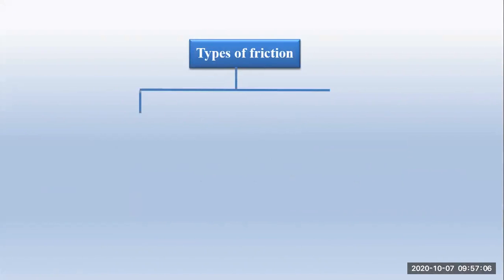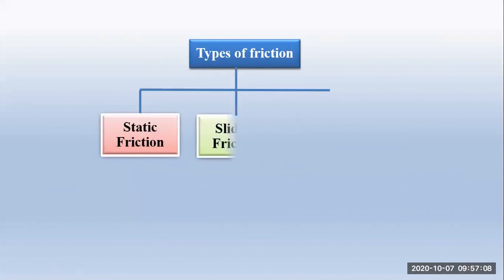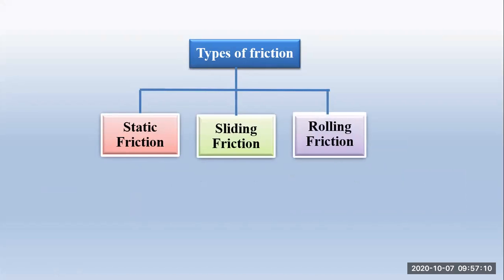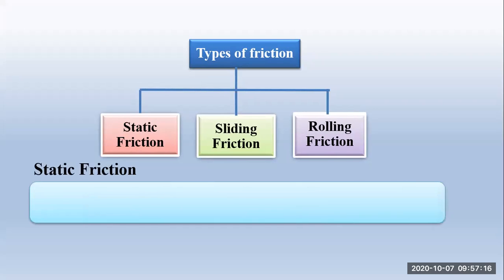So we will discuss now types of friction. What are the different types of friction? The types are divided into three parts. There are three types which we study. One is called static friction, then we have sliding friction, then we have rolling friction.